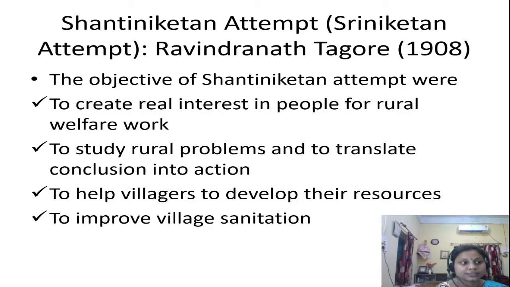The objectives of the Shantiniketan attempt or the Sriniketan attempt by Rabindranath Tagore included, first, to create real interest in people for rural welfare work. That is why he motivated the people to take up real interest in rural welfare work. The next objective is to study the rural problems and to translate conclusions into actions.